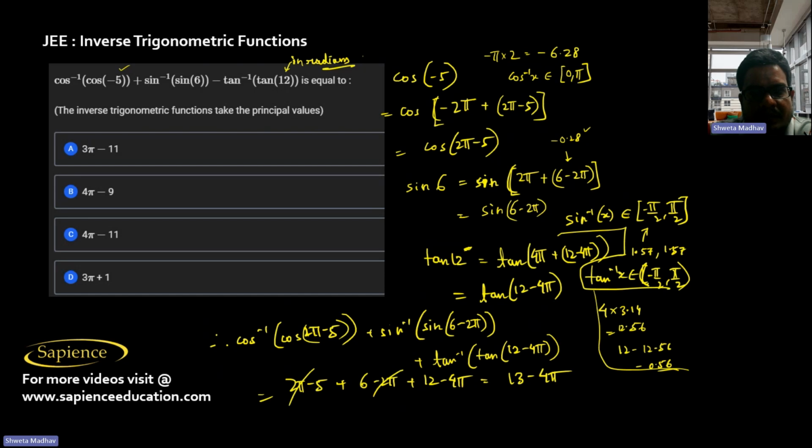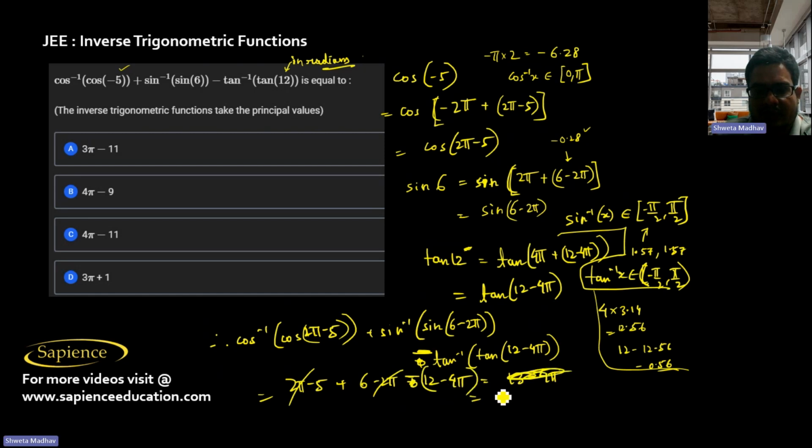Or we can also say minus 5. So this is, say, minus 2 pi plus 2 pi minus 5. Okay, cos of minus 5, that is same as cos 5. Cos 5 again we can say... okay, this is actually minus. This is minus. So here it is minus of 12 minus 4 pi.